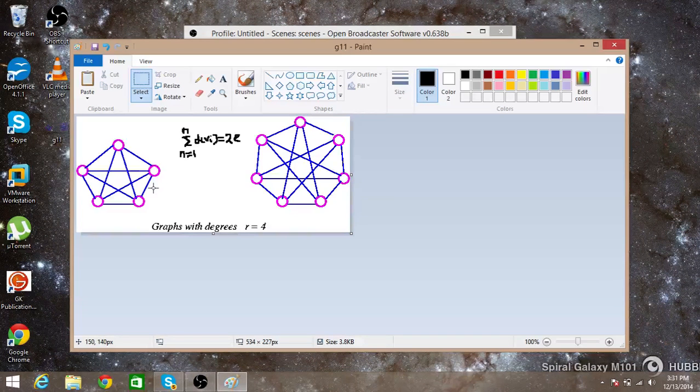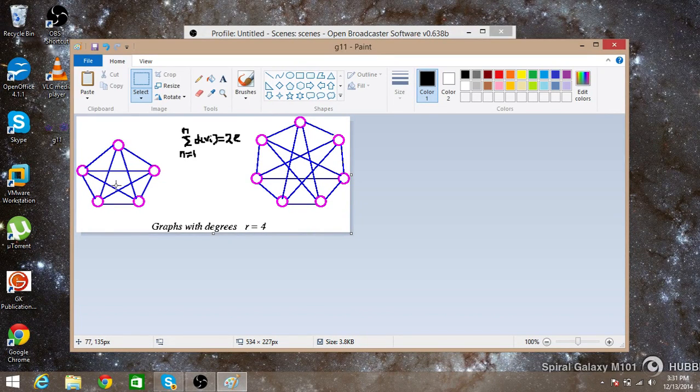So all these vertices have degree 4. Now come to the handshaking lemma. The handshaking lemma tells us that the summation of the degrees of the vertices in a graph is equal to twice the number of edges. In this graph we have 10 edges, so 2 into 10 is 20.